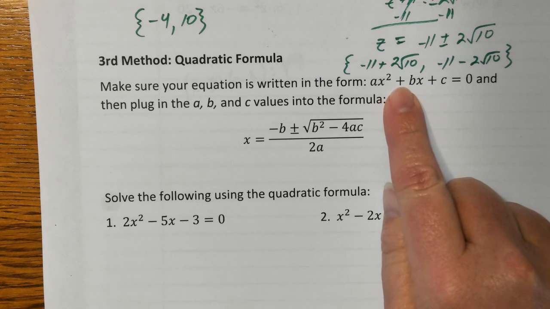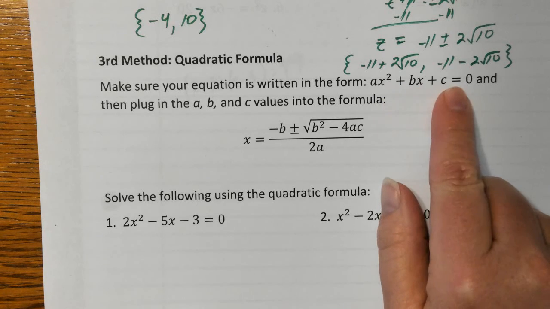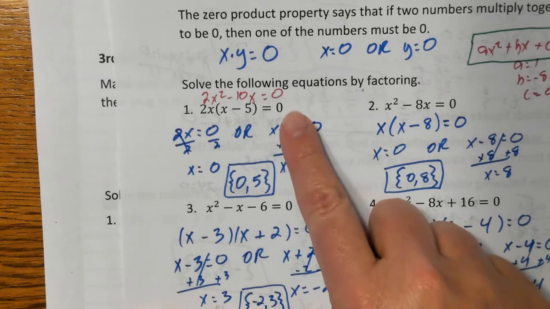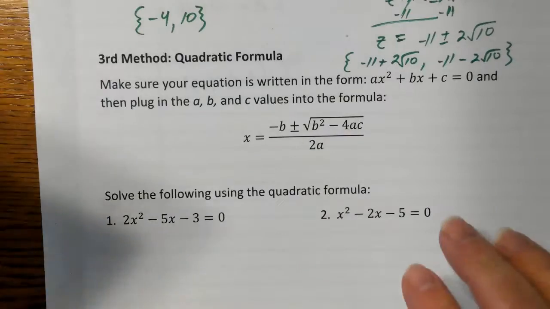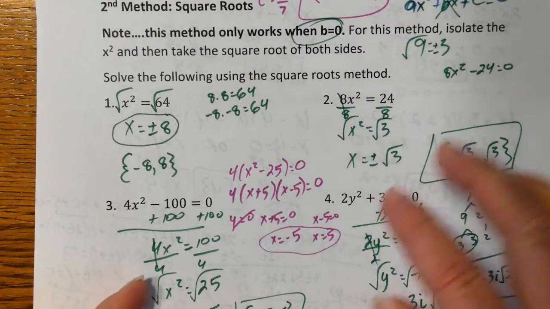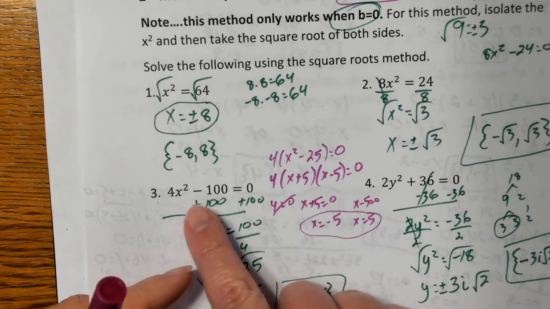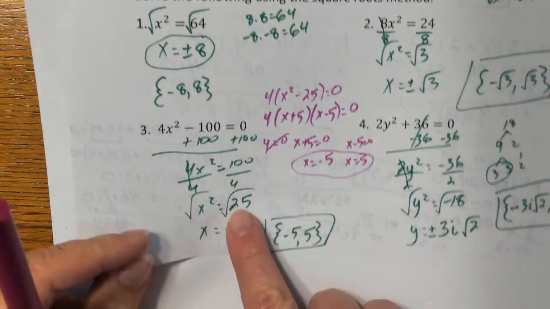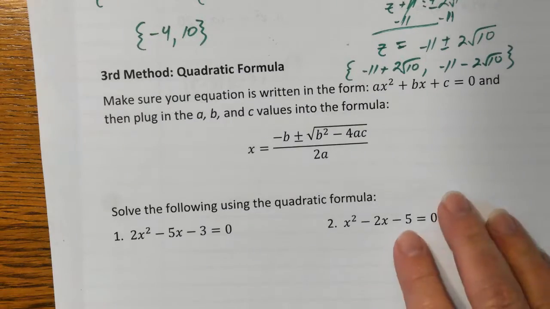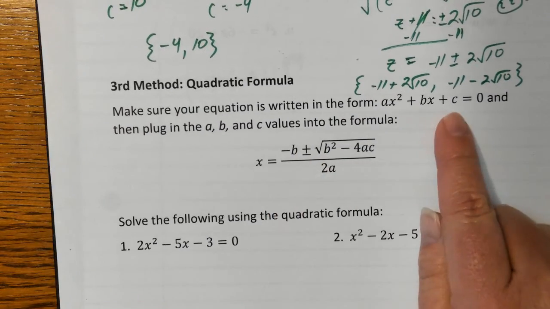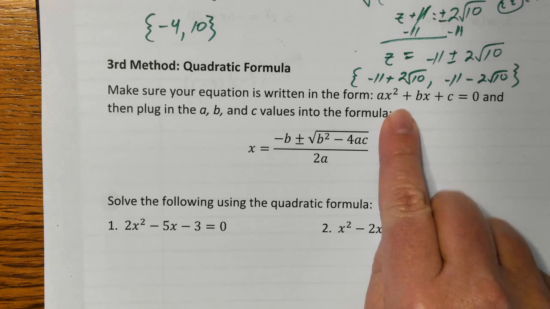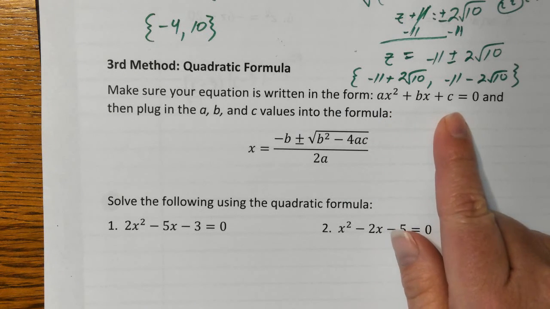Typically, we want quadratic equations to start out equaling 0, okay? If we're going to use the factoring method, we need them to be set equal to 0. If we're going to use the square roots method, usually we're going to try to isolate x squared, so they may start out equal to 0, but you're going to move stuff away so that you can get x squared by itself. In the quadratic formula method, we are going to want it to equal 0. So you're going to want to make sure everything is on the left-hand side equal to 0, okay?